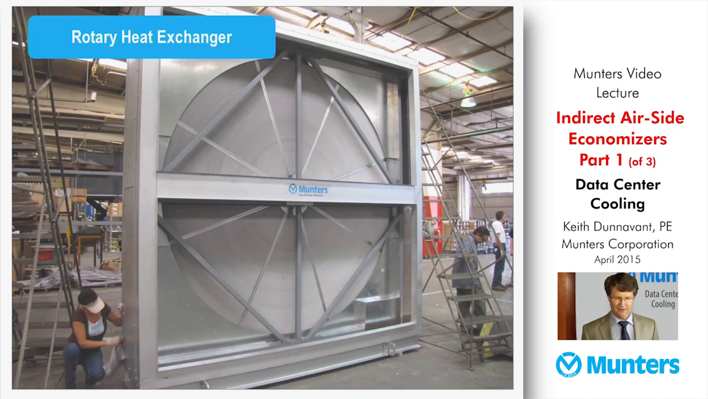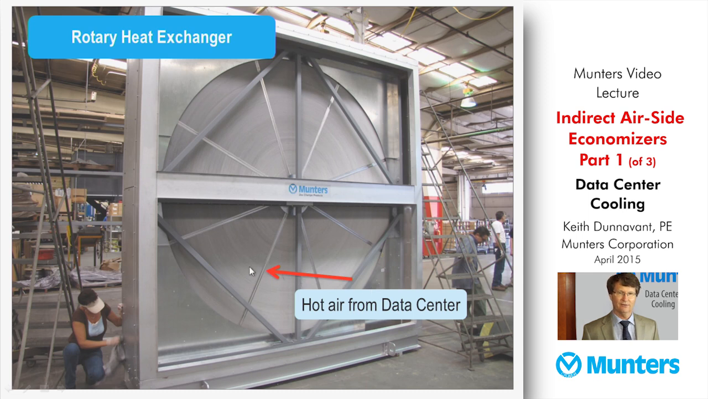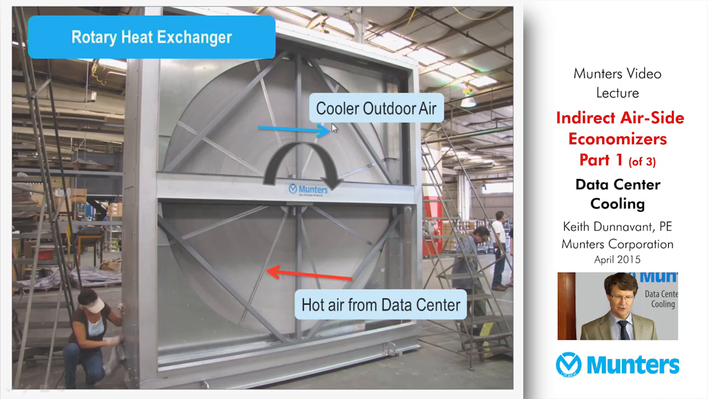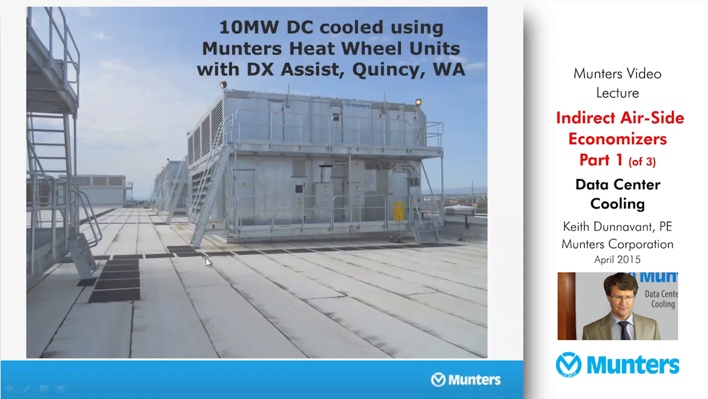This is a heat wheel in the Munters factory, and with this type of heat exchanger, we're going to bring hot data center air through 1/2 of the heat wheel. We're going to bring outdoor air in through the other half of the heat wheel, and as this heat exchanger rotates, the cool air flowing through the upper half is removing the heat and rejecting that to ambient, and having then cooled that matrix back down as it spins back over, it can absorb that heat again from the warm data center air that's being recirculated through the lower half.